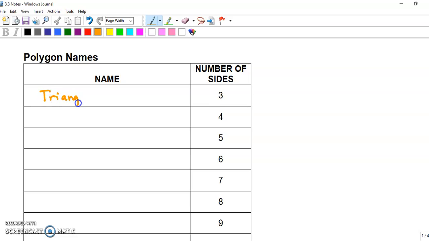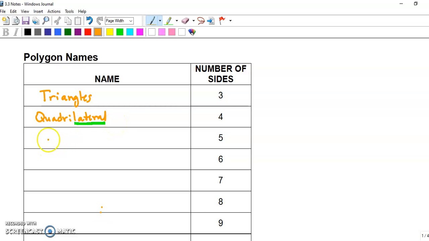So polygons have names, and most of these are things you're familiar with. And we have triangles. Now, usually when I ask, hey, what's four-sided, I get square, rectangle. Yes, those are four-sided figures. The general name for all four-sided figures is just quadrilateral. The suffix lateral means side, so four sides.